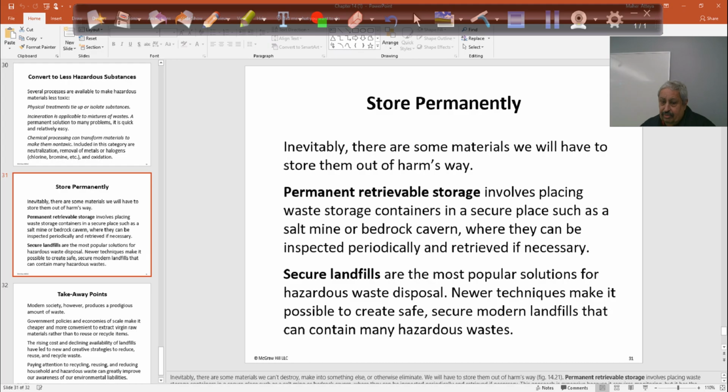Secure landfills are the most popular solution for hazardous waste disposal. Newer techniques make it possible to create safe, secure, modern landfills that can contain many hazardous wastes.